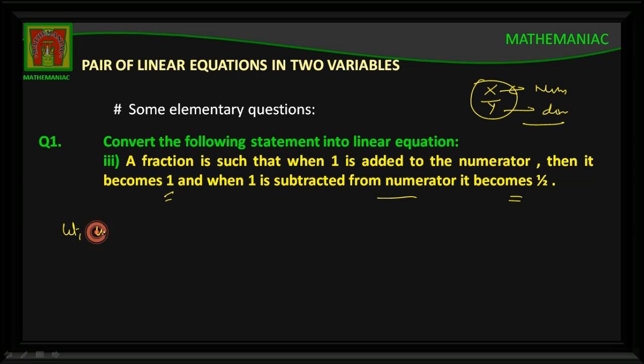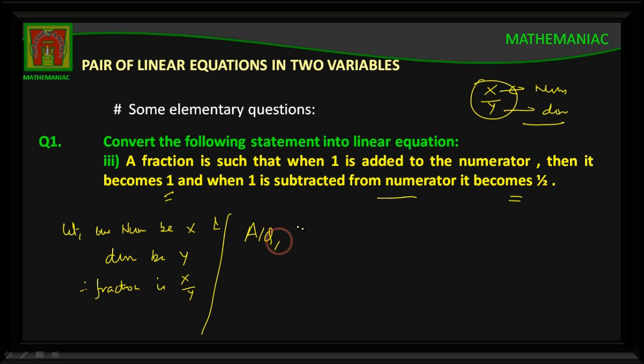So we'll write: let the numerator be X and the denominator be Y. Therefore the fraction is X by Y. This is the starting part, the starter you can say. Now according to the question, first condition: if 1 is added to the numerator, the fraction becomes 1. My original numerator was X. I want to add 1 to it. They did not say anything about the denominator, which means the denominator remains the same. This case gives you the fraction as 1. This is one of the equations.